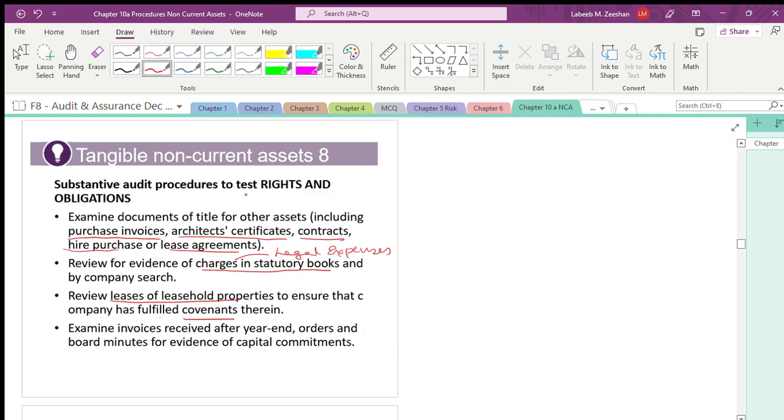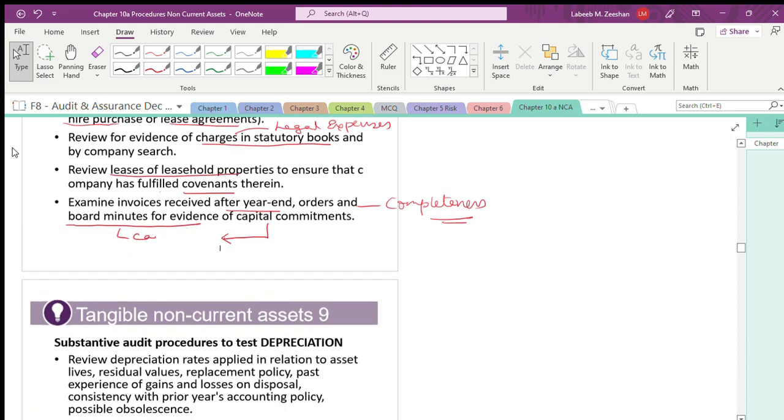You should go through the lease agreements and examine the invoices after the year end. This is nothing but the rights and obligations. It also talks about completeness. Review after year end and orders from the board. Why are we talking about the board? Board approval is for capital expenditure and capital commitments. Capital commitment will have a huge amount. That is the reason we have to take the board into consideration.